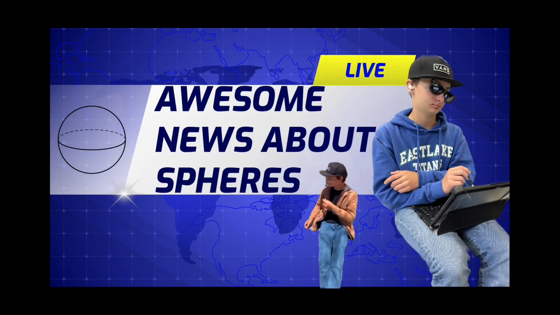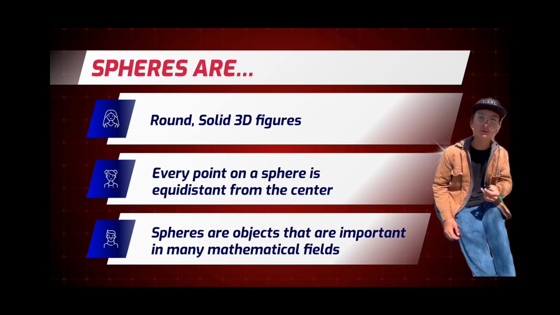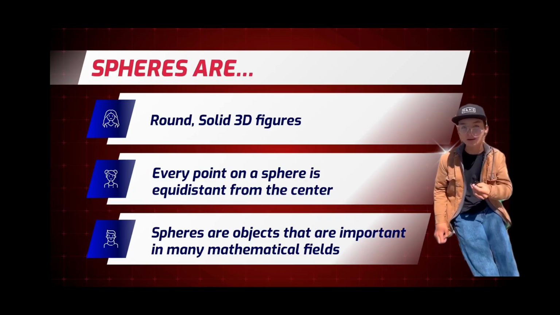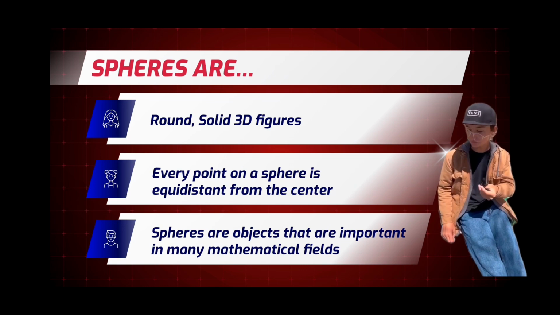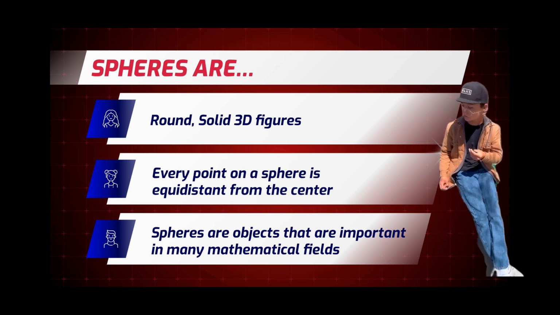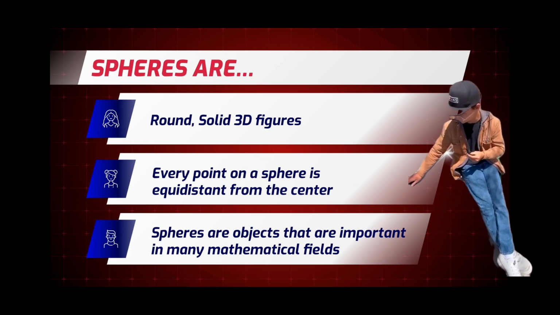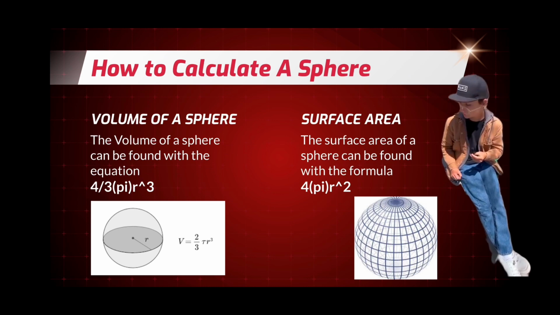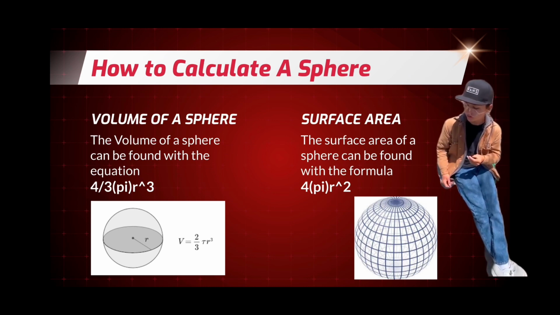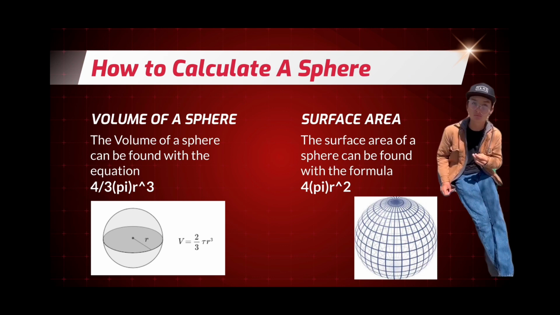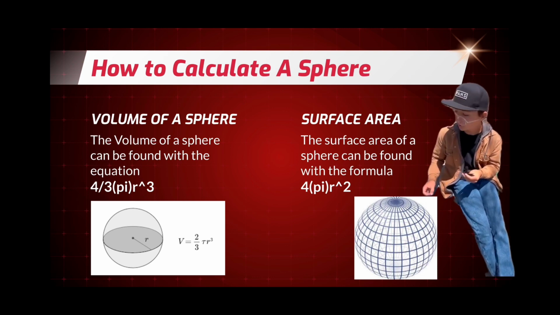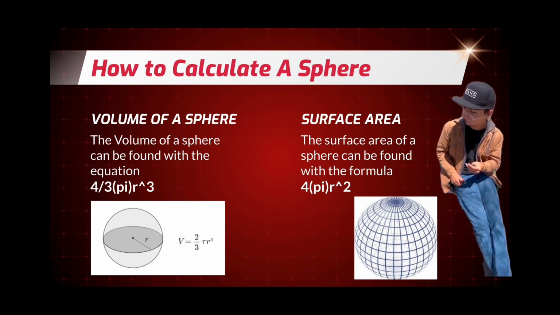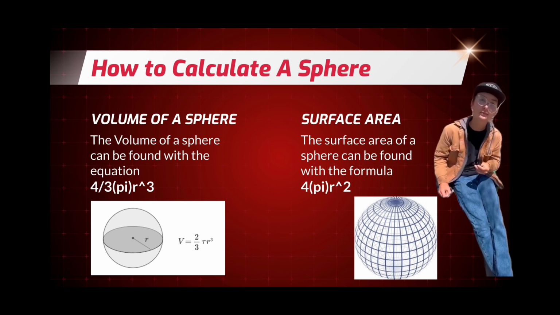Awesome news about spheres. Spheres are round, solid, 3D figures. Every point on a sphere is equidistant from the center. Spheres are objects that are important in many mathematical fields. You can calculate a sphere's volume with the equation 4/3 pi times the radius cubed. And you can calculate its surface area with the formula 4 pi times radius squared.